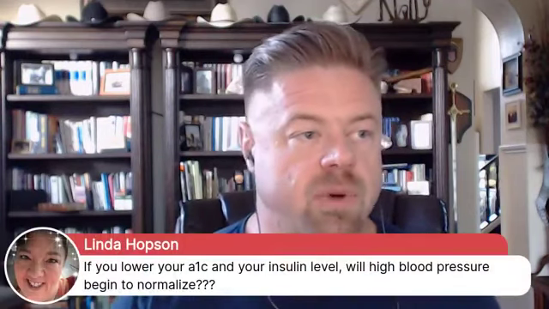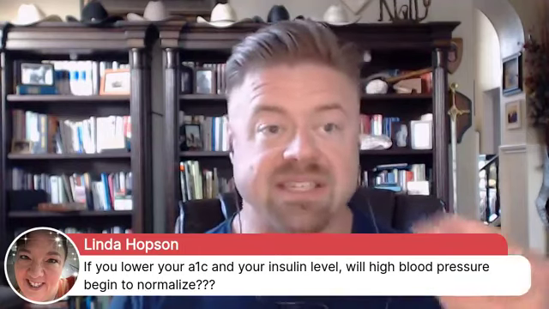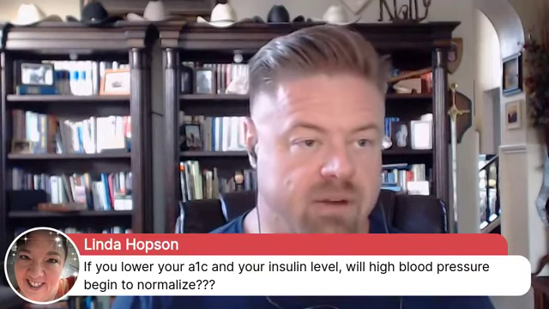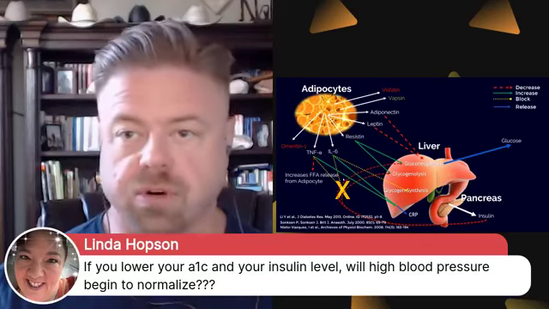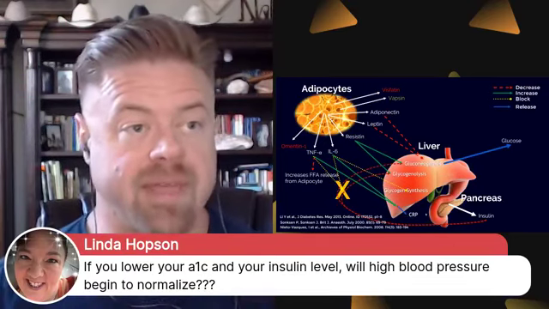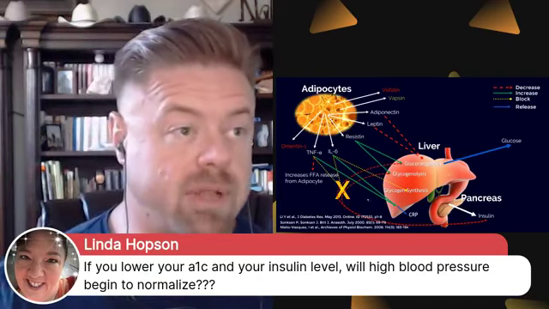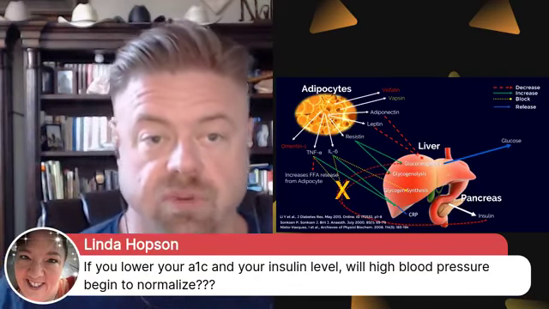So let's see. Mary says, if you lower your A1C and your insulin level, will high blood pressure begin to normalize? Yes, it will. And this is the exact reason why. Let me go back here and show you. See, as you drop tumor necrosis factor alpha down, CRP drops and nitric oxide goes up. And that actually allows for a normalization of blood pressure. This is why I see blood pressure normalize within 2 weeks of just shifting to a ketogenic lifestyle.